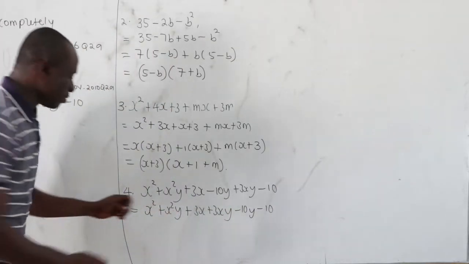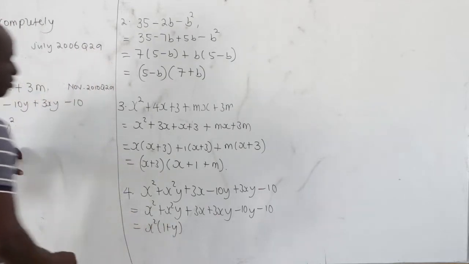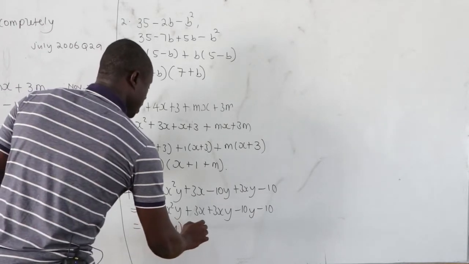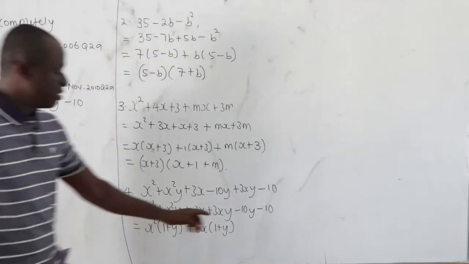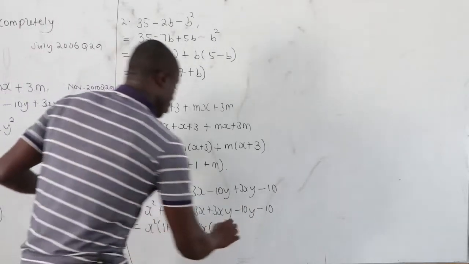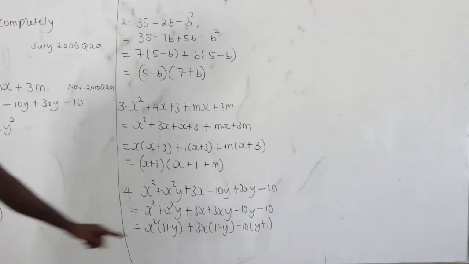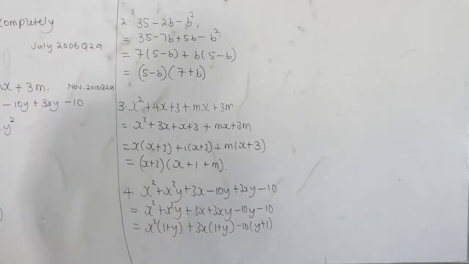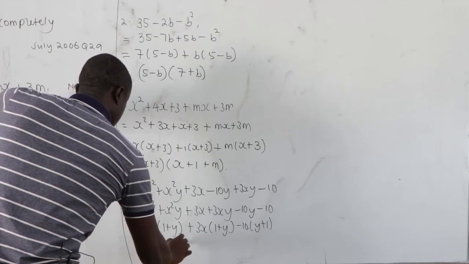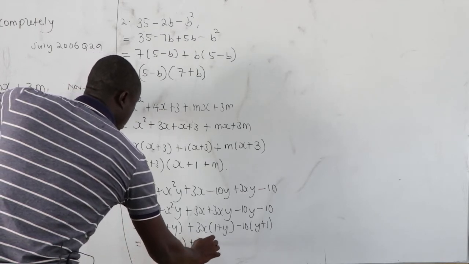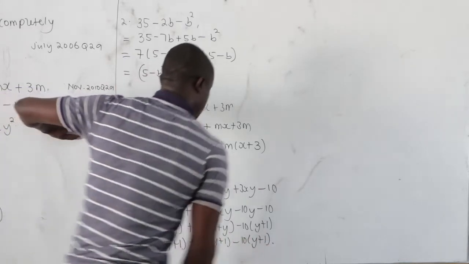Now the first one, what is common? Clearly x squared is common, so you have 1 plus y. The second one too, what is common? Clearly 3x is common, so you have 1 plus y. Now for this one, negative 10 is common, so you have negative 10 times y plus 1. But note that 1 plus y is the same as y plus 1. So if you want to rearrange it so that it will look the same, I can write x squared times y plus 1, 3x times y plus 1, minus 10 times y plus 1.